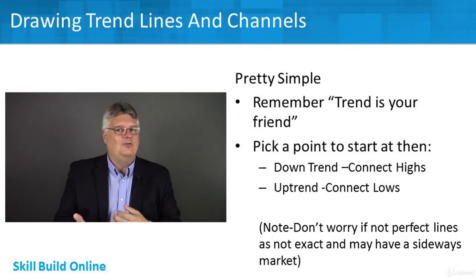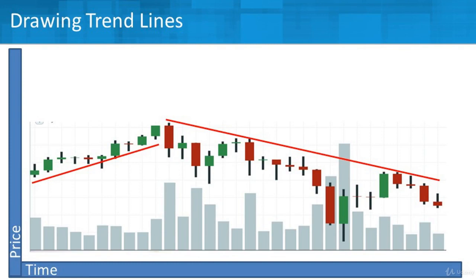Okay, so let's draw some trend lines so you can really get an idea of this when we're looking at these charts and see where the trend is and see if we can find some friendly trends. Okay, so here's a standard candlestick pricing chart. You've got the volume bars along the bottom there, price on the vertical axis, time along the horizontal, time going left to right, of course.